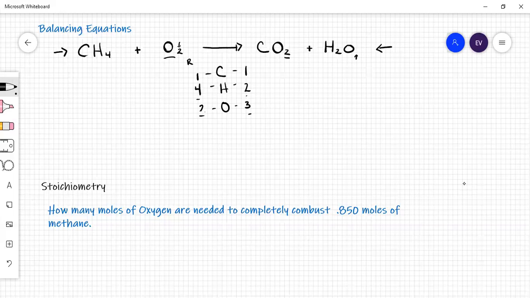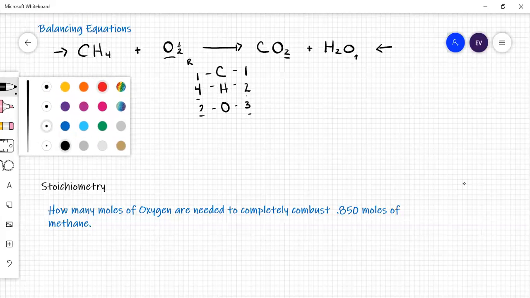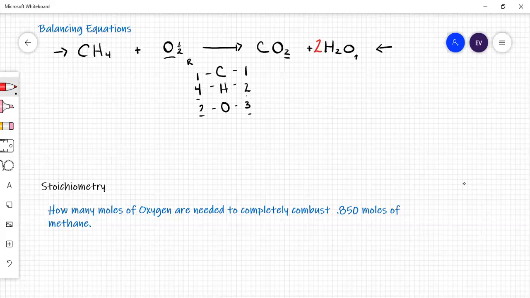Here we have 2 hydrogens, and here we have 4. If I want to get these two numbers to equal, I'm going to add a coefficient of 2 right there. That affects the number of hydrogens in my reaction: 2 times 2, instead of having 2, I have 4. But this 2 also affects the oxygen. Now I have 2 times 1, that's 2, plus 2 more from here, for a total of 4 oxygens.